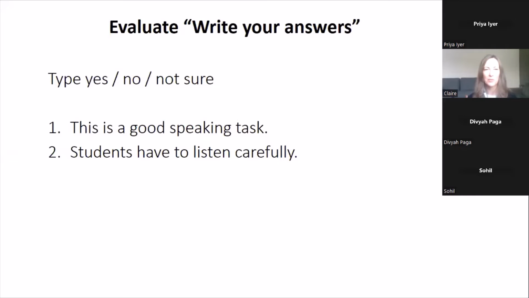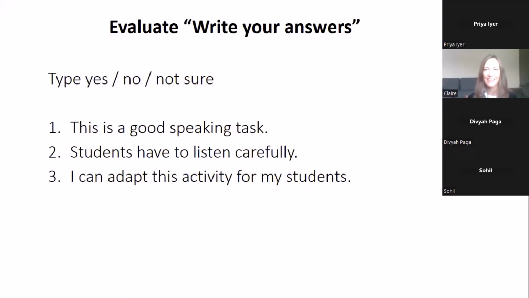Is it adaptable? Number 3, what do you think? Can you adapt it? Could you use it with something else? You could, I think, with anything else, really. I've chosen it here for vocabulary, but you could use this to practice grammar structures as well, anything really. Just look at what's coming up next in your book. I'm sure there's an opportunity for doing this. So have I convinced you? Is anyone going to try it?